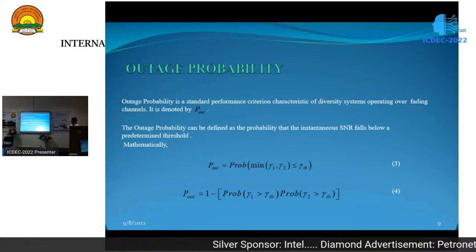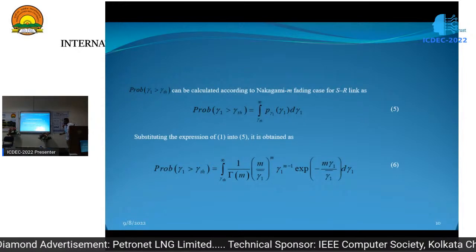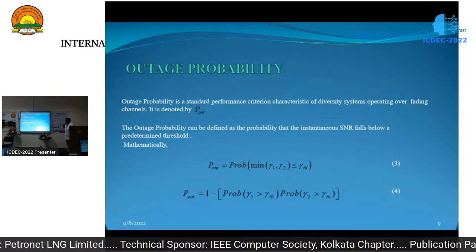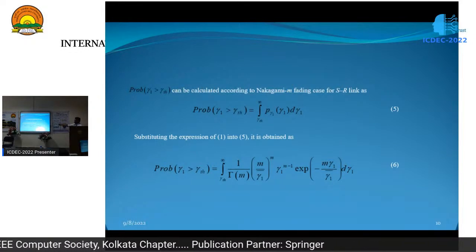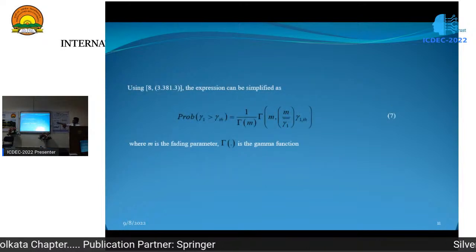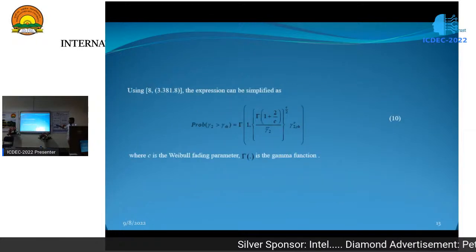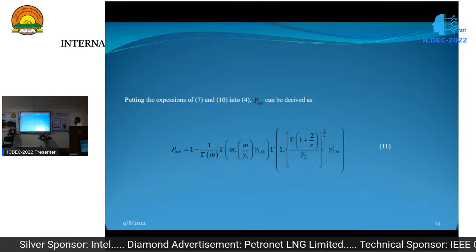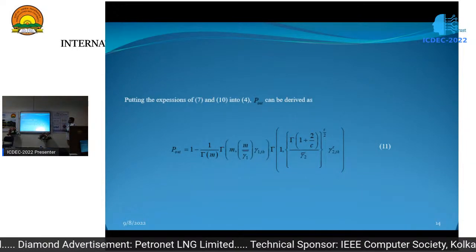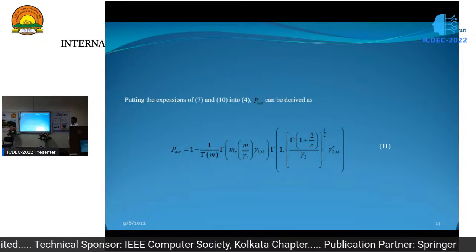From simplification of the main equation, the mathematical derivation will come in the results. After simplification, for the Nakagami fading channel we get the final expression, and for the Weibull fading channel I get the final expression. After getting the Nakagami and Weibull expressions, we combine them using the formula that I got for the outage probability. So the final expression is used for the outage probability.